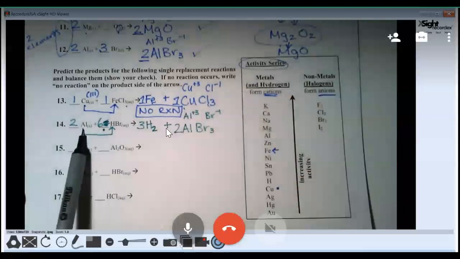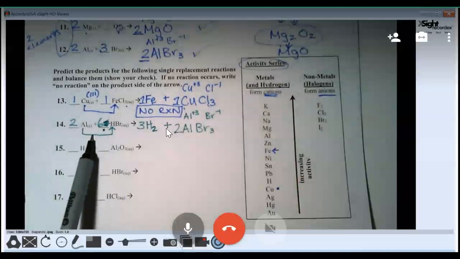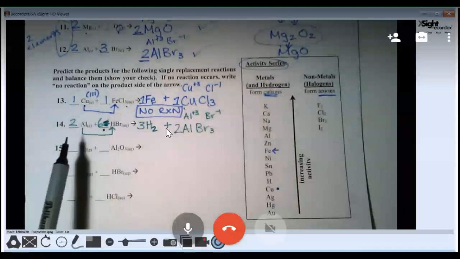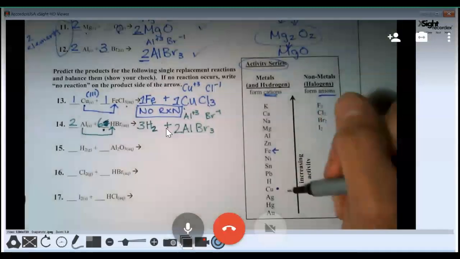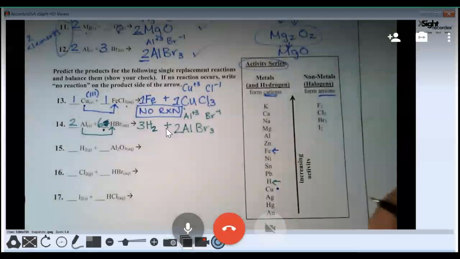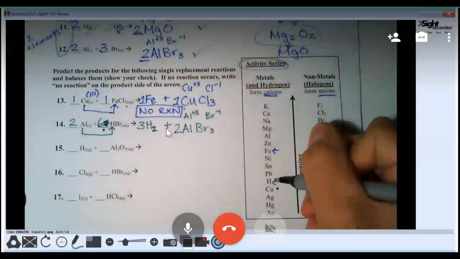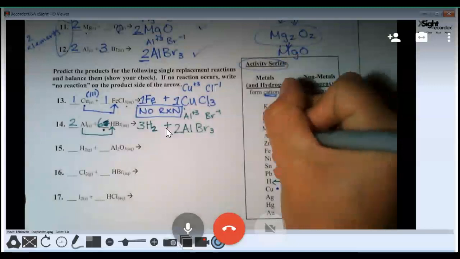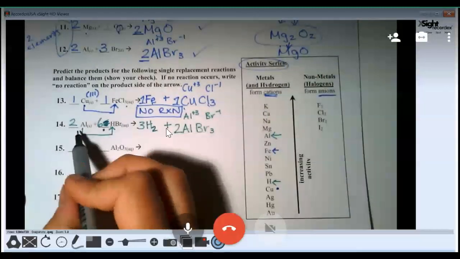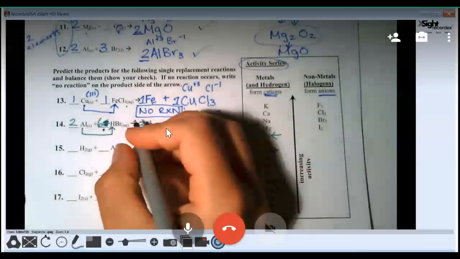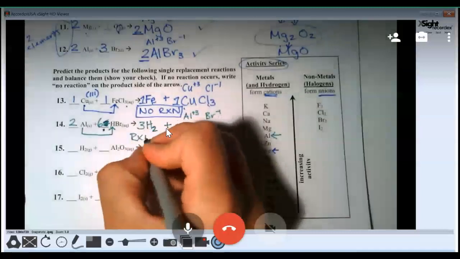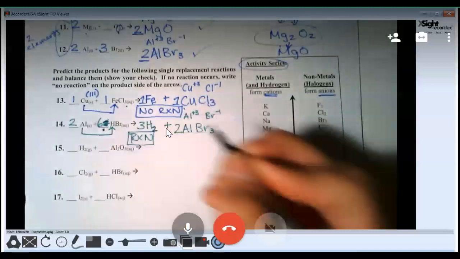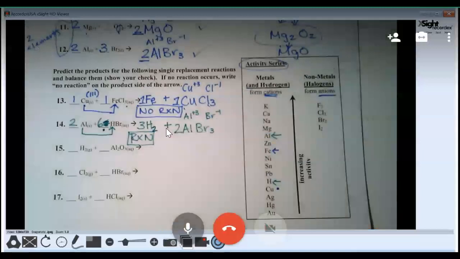Okay, so let's figure out if this reaction will actually happen. For this reaction to happen, aluminum has to be more reactive than hydrogen. It has to be higher in our activity series than hydrogen. So hydrogen's right here, and I need aluminum to be higher. Aluminum is way up here, so it is more reactive. It will be able to kick hydrogen out, so there will be a reaction. So I'm going to put RXN in. There will be a reaction here. Questions on any of that?